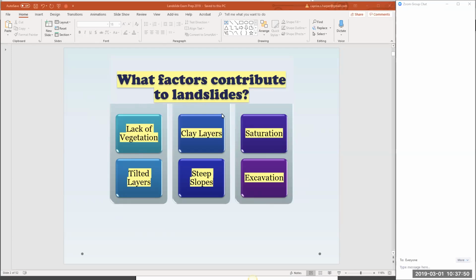I don't recommend it. So these are the 6 things that contribute to landslides or any type of mass wasting: lack of vegetation, clay layer, saturation, tilted layers, steep slopes, and excavation.